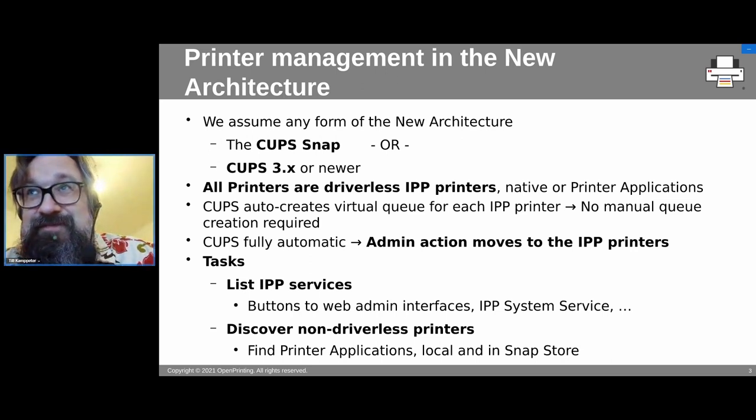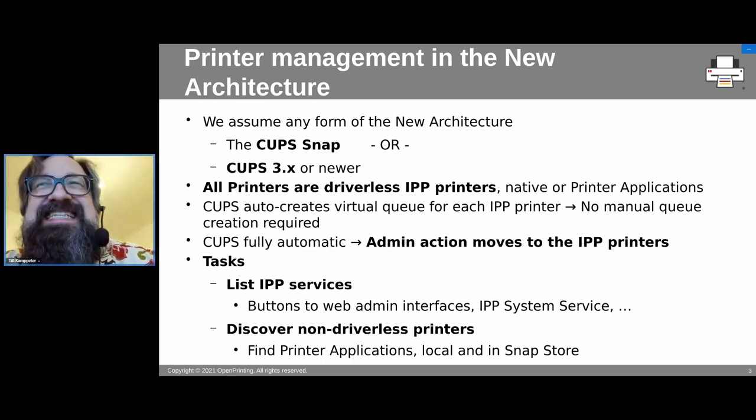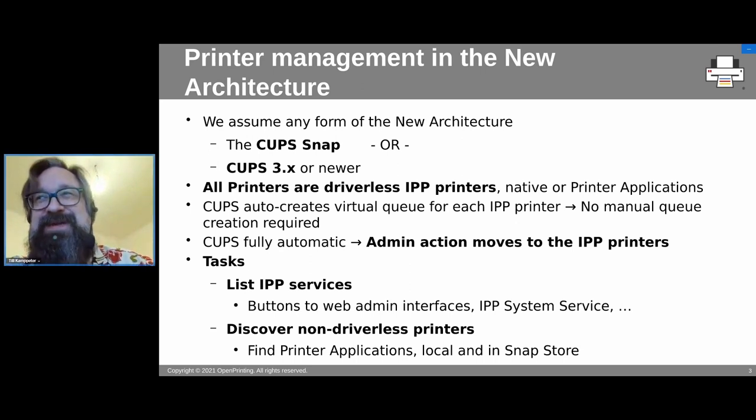And so in this CUPS Snap or in CUPS 3.0, we do not need to create queues manually. The queues which CUPS has are all automatically created by CUPS itself. And so the administration action moves away from CUPS and will be done on the basis of the IPP printers. You put IPP printers in the network, you get into the web interface of the IPP printer and tell which hosts should see it. Or if you have a printer application, you connect the printer application with your physical USB, network, or parallel port, or any non-driverless printer.